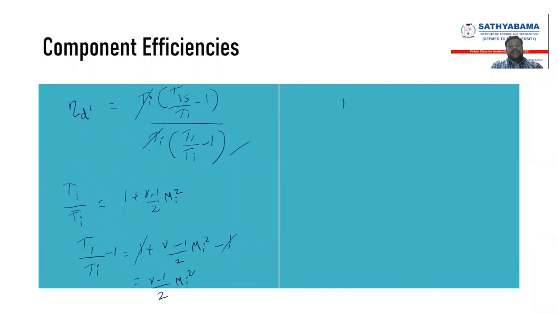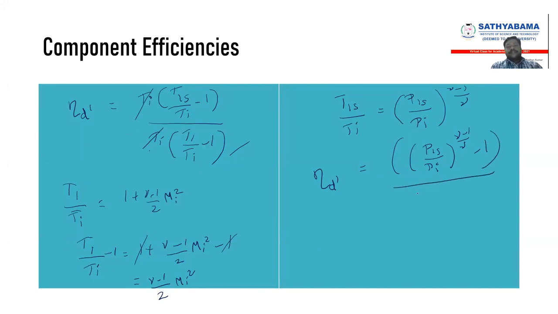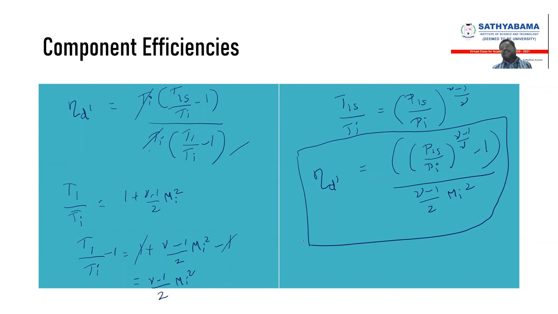Then what is for the numerator? That is T1S by TA. That is the isentropic relation you have to follow: P1S by PA whole to the power of gamma minus 1 divided by gamma. So finally, what will be your diffuser efficiency in terms of pressure ratio? It is nothing but P1S by PA whole to the power of gamma minus 1 divided by gamma, minus 1, divided by gamma minus 1 divided by 2 MA square. So this is the diffuser efficiency for a larger pressure ratio.